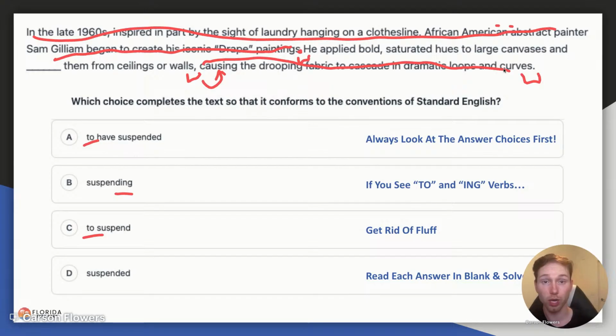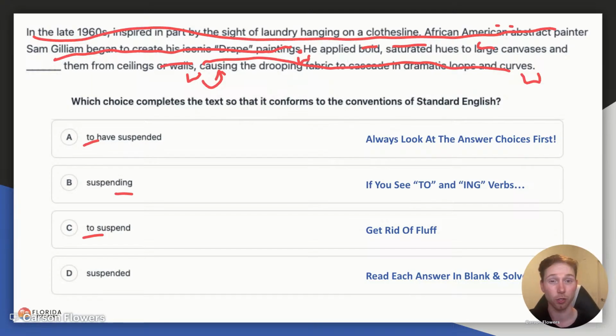So really the real sentence is, he applied bold, saturated hues to large canvases and blank them from ceilings or walls. And if I really wanted to be finicky, I could get rid of these extra adjectives like bold, saturated, like he applied hues to canvases and blank them from ceilings. I can also get rid of or walls. Really, this is the bare bones of the sentence.